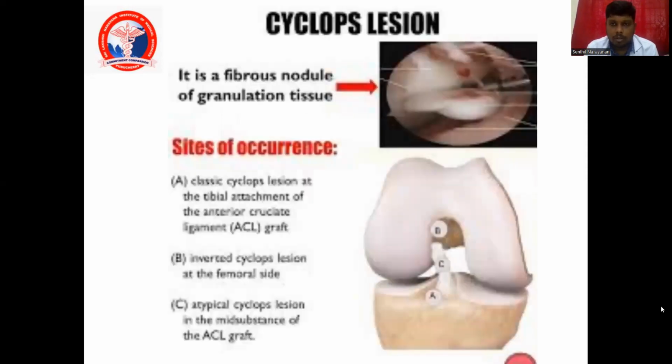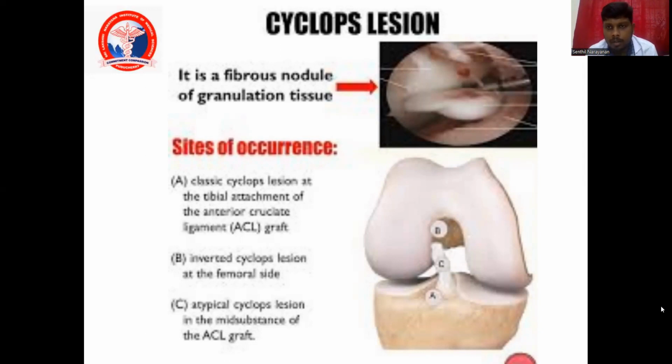So it is a fibrous nodule of granulation tissue. The sites of occurrence: the classic cyclops lesion is at the tibial attachment of the anterior cruciate ligament graft. The inverted cyclops lesion is at the femoral side. The atypical cyclops lesion is at the mid substance of the ACL graft. So classically at the site of attachment of the tibial side, the inverted cyclops lesion at the femoral side, and the atypical cyclops lesion at the mid substance of the ACL graft.